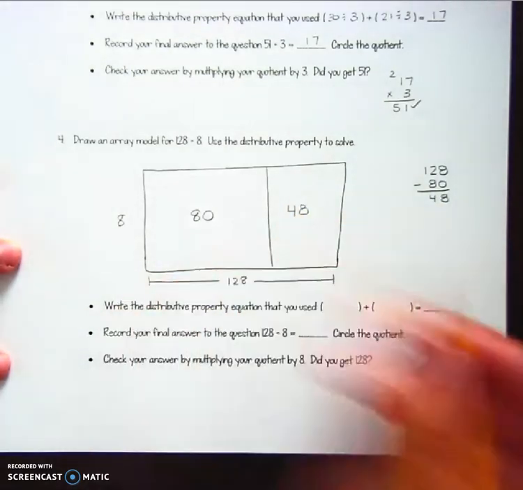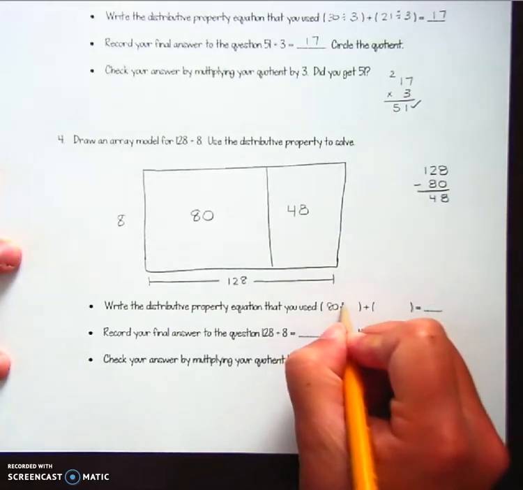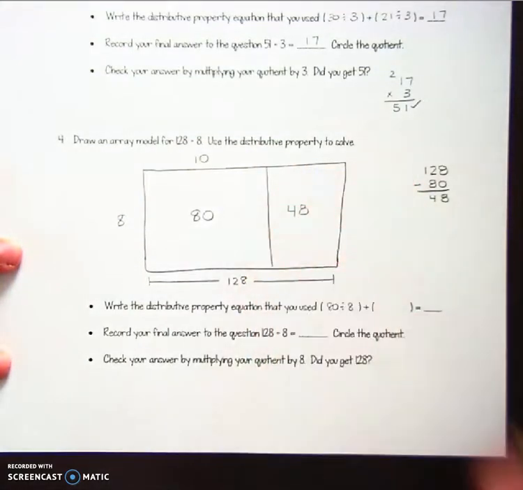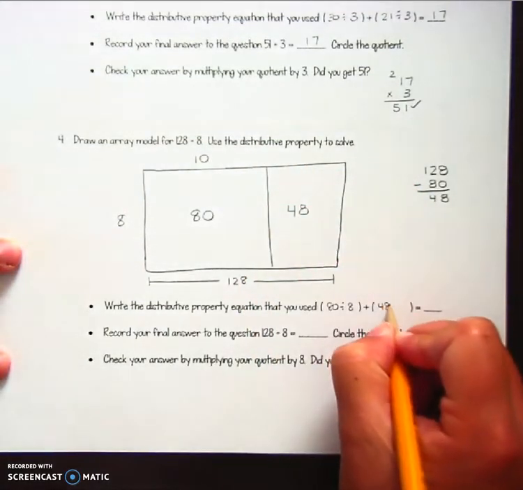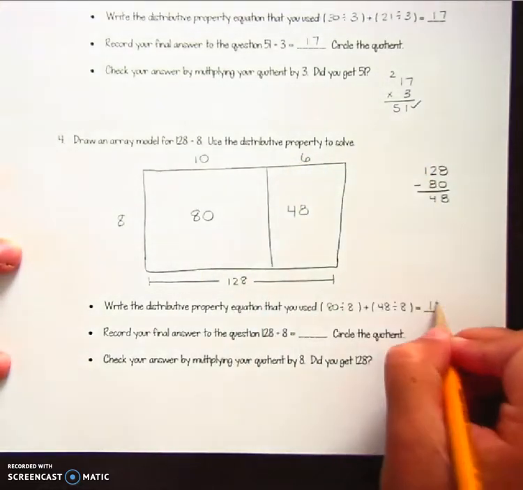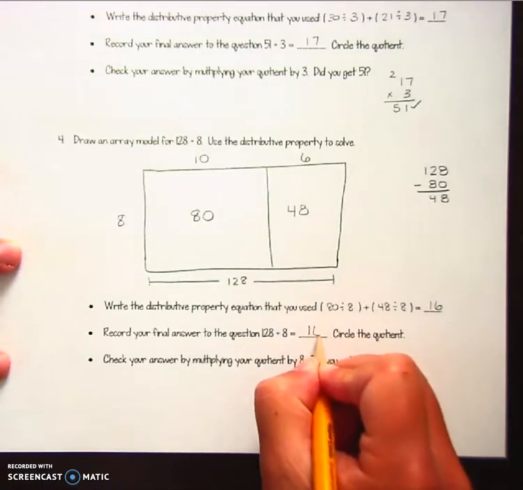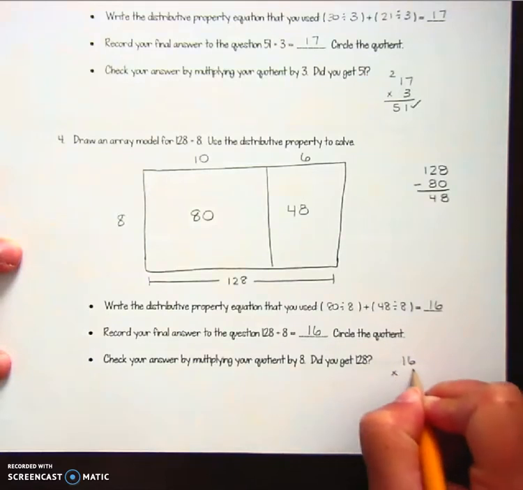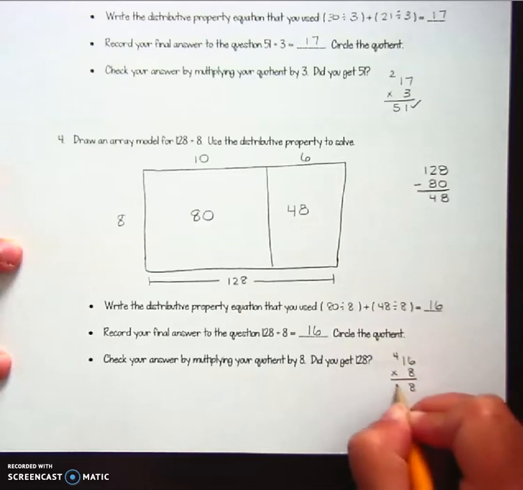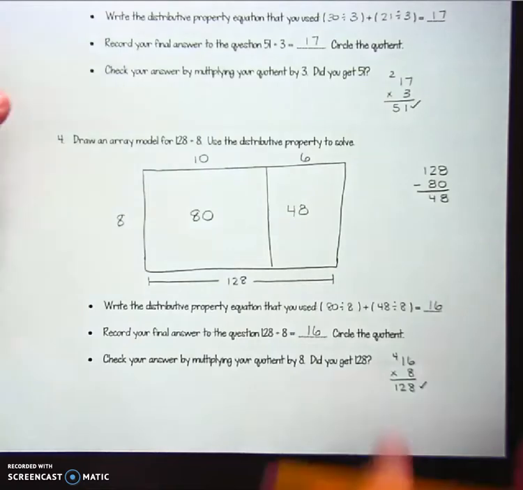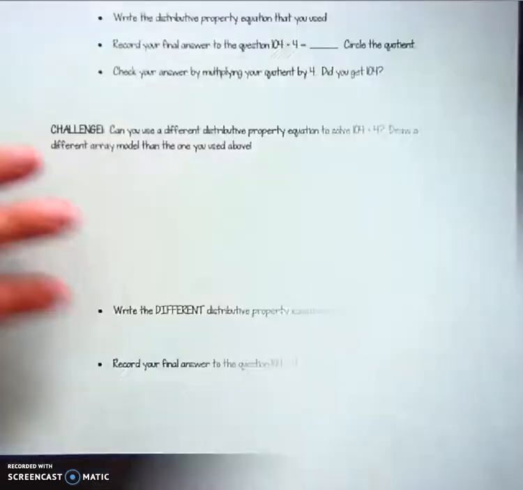So I know that on this side, what I'm doing is 80 divided by 8, which is 10, plus in my second part of my array, 48 divided by 8, which is 6. Add those two pieces together, should be 16. So that tells me my quotient should be 16. Let's check. 16 times 8. 8 times 6 is 48. 8 times 1 is 8, plus 4 is 12. 128 matches.